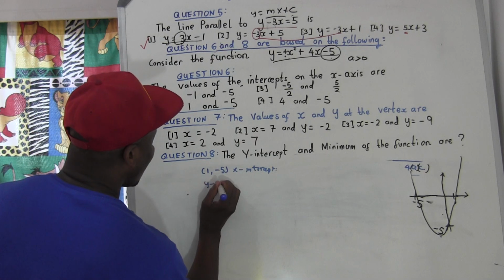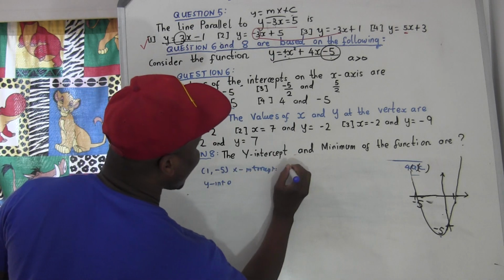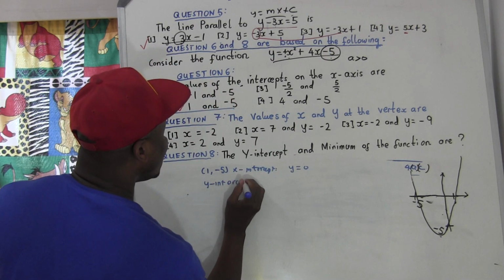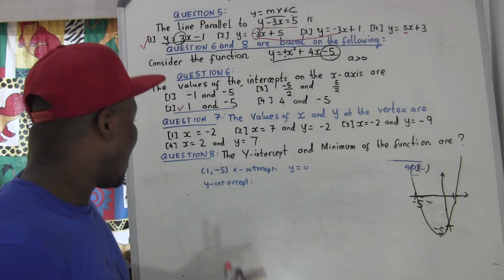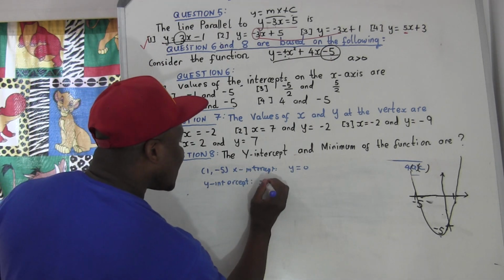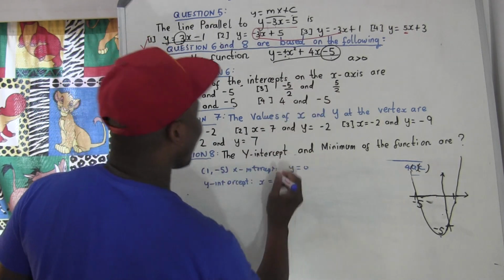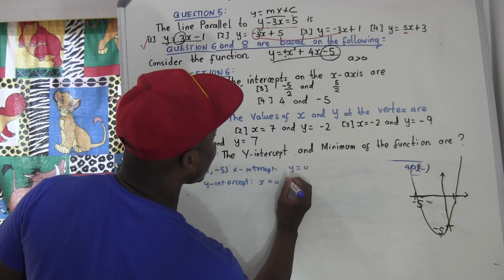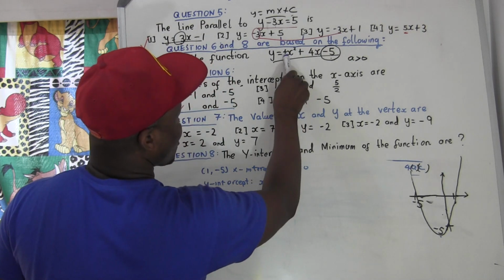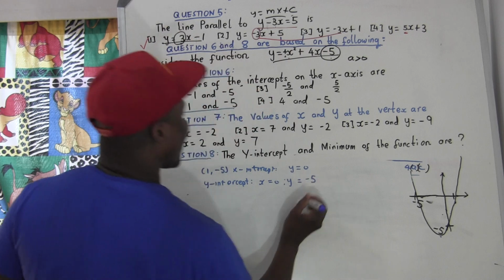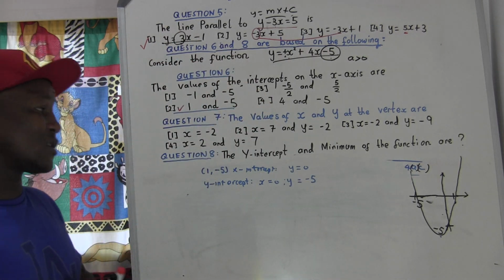Now what about the y-intercept? Because for the x-intercept, we know y is equal to 0, but you need the y-intercept for you to draw your graph. For the y-intercept, x is always equal to 0. So this must be 0 and this must be 0, so you're only left with negative 5. When x equals 0, 0 squared plus 4 times 0 is 0, so you're left with y equal to negative 5. So I have an x-intercept and y-intercept.